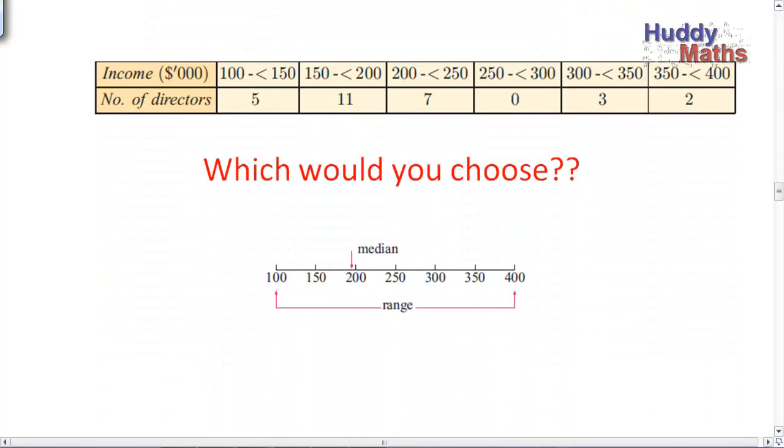Here's your first little problem. It's a tough problem here. So I've given you a table of values. Read it carefully. These are thousands of dollars that these company directors get. 100,000 to 150,000, there's 5 people get that. 150,000 to 200,000, 11 people get that. 200,000 to 250,000, 7 people. Nobody gets in that range.